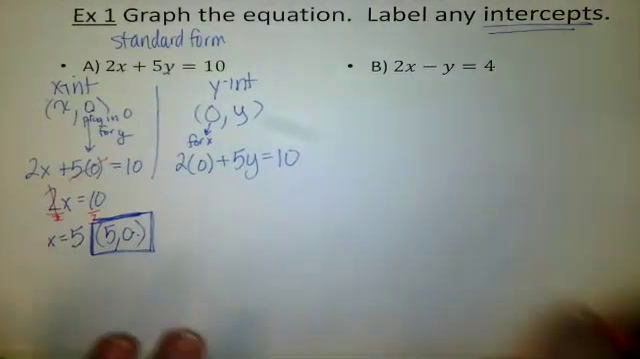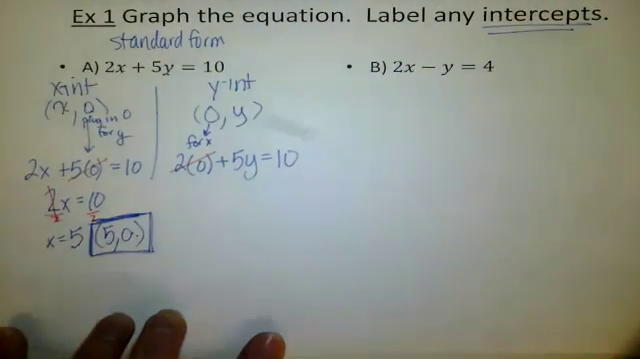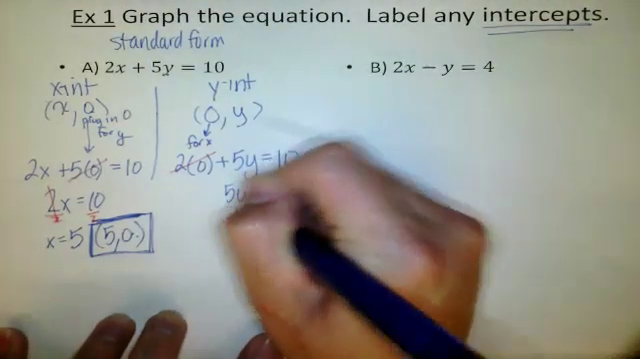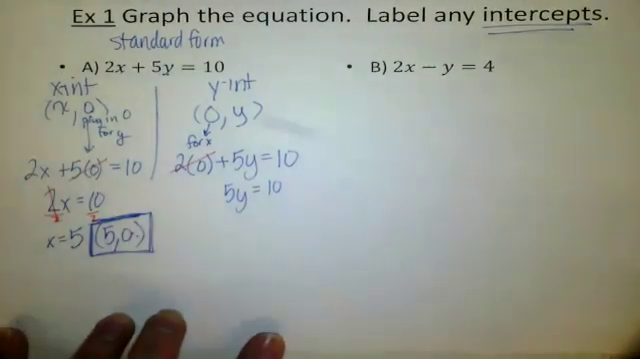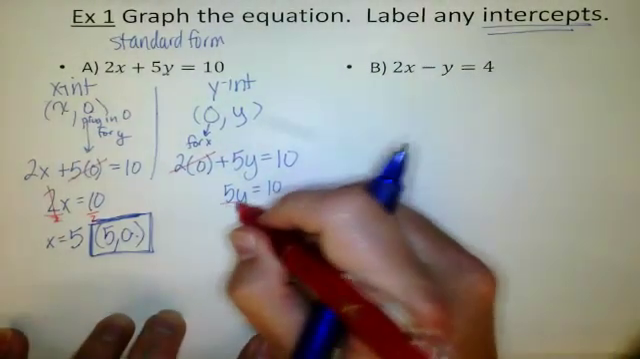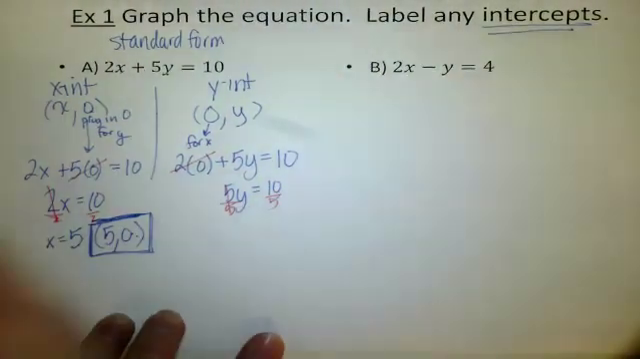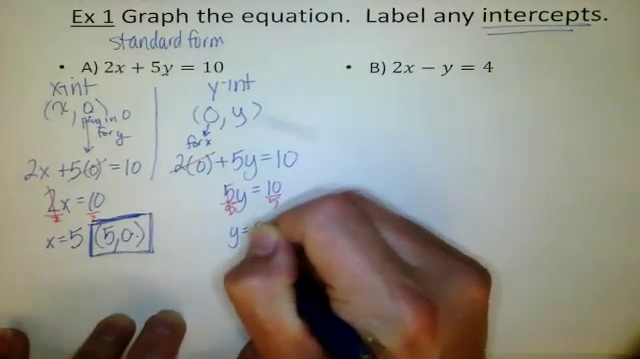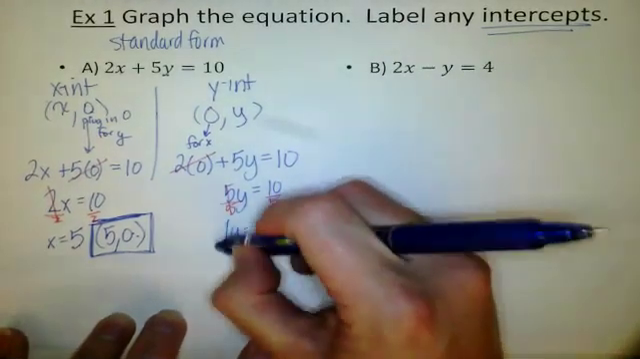What is 2 times 0? 0. What's left over? 5y equals 10. Good, good, good. 5y equals 10. Divide by 5. Very good. How easy is this? It's pretty ridiculously easy, isn't it? Okay, so I got y equals 2.